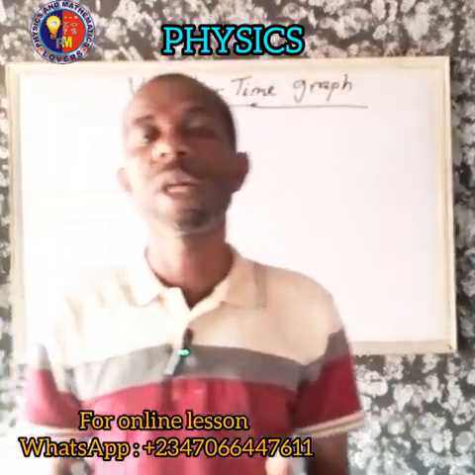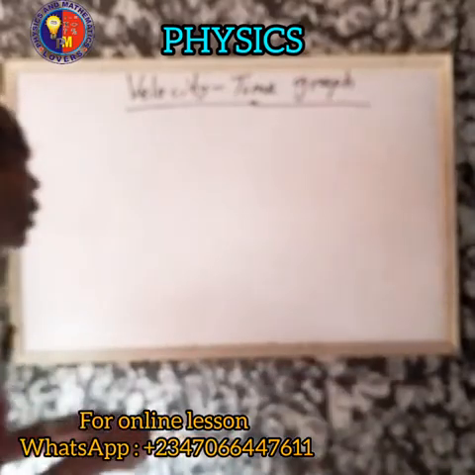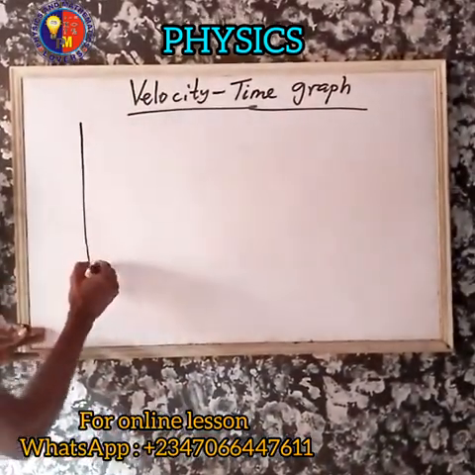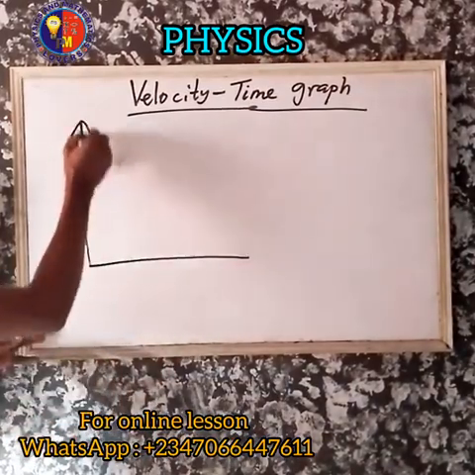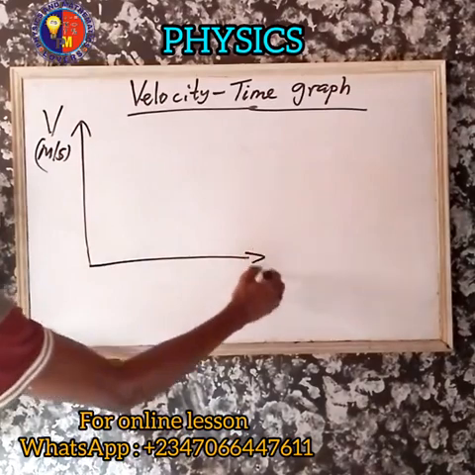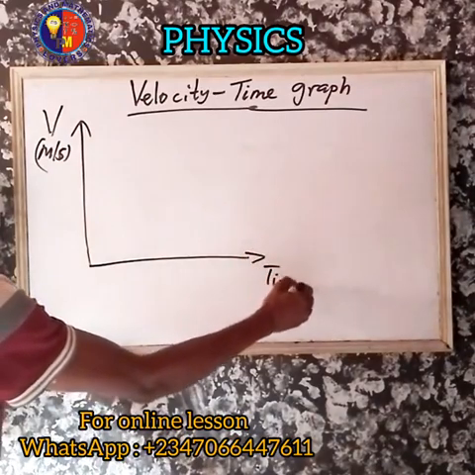Now, let us look at the graph. The graph is usually like this because we are plotting velocity. This is velocity here, in meters per second. Then we plot it against time. This is time in seconds.